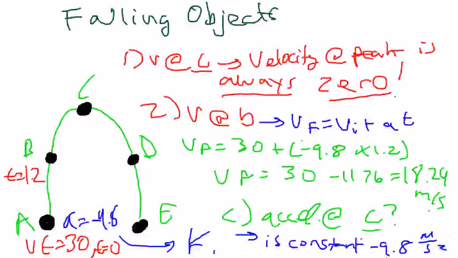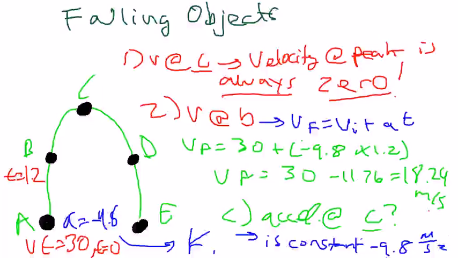We had a falling objects problem, and here's the pop fly. The given information we have is the initial velocity is 30 meters per second at time equals 0, and at point B time is 1.2, and we also know that acceleration is always negative 9.8.